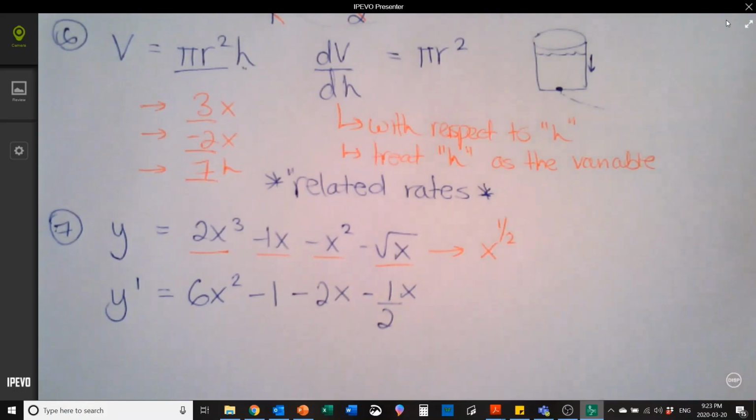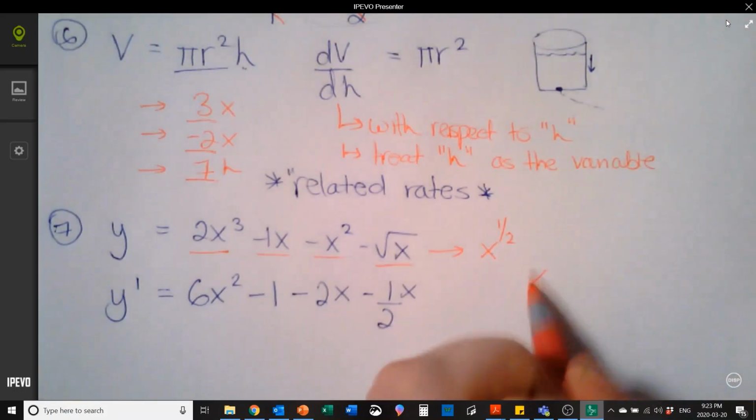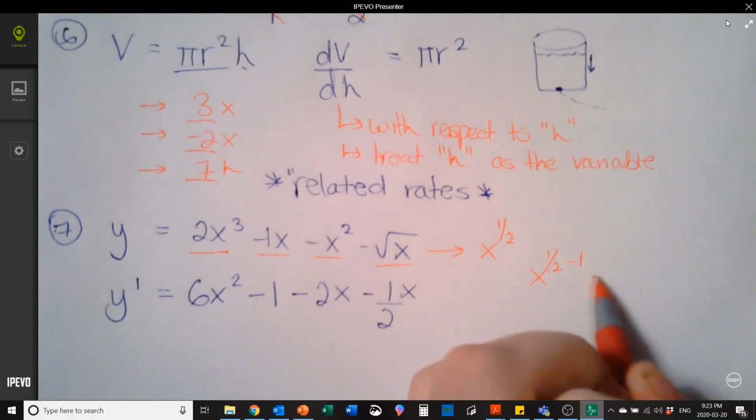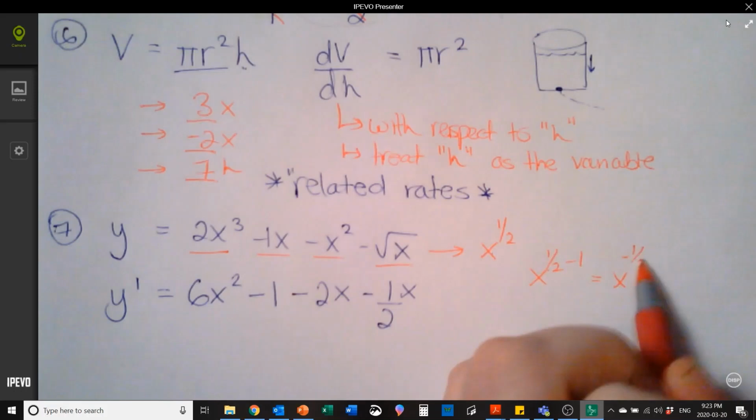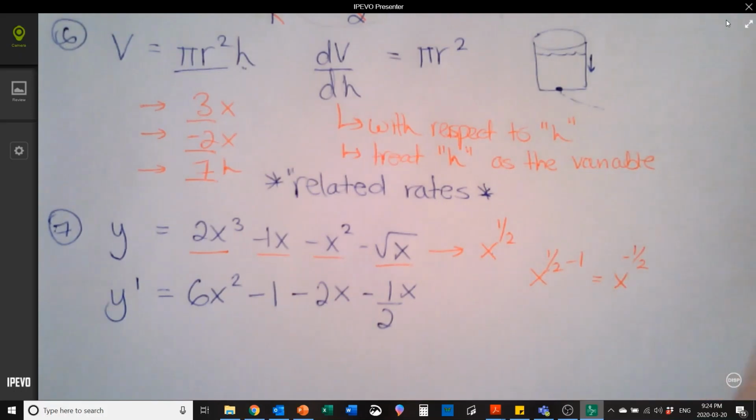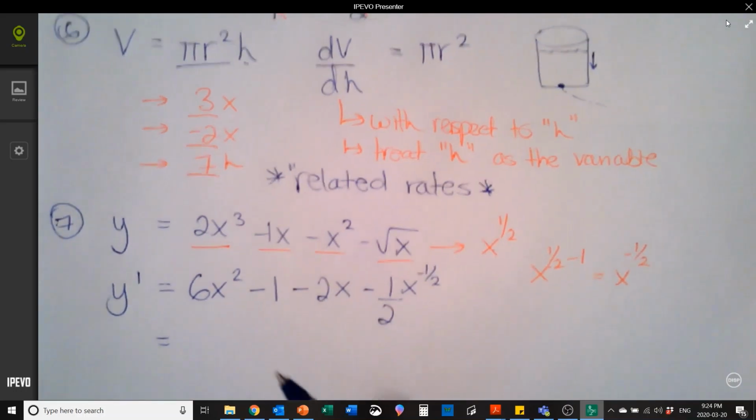Right? And x to the half minus 1 is equal to negative 1/2. And again, if you're not feeling super comfortable with your fractions, you can always use your calculator. And there would be our result. So let's clean it up just a little bit.